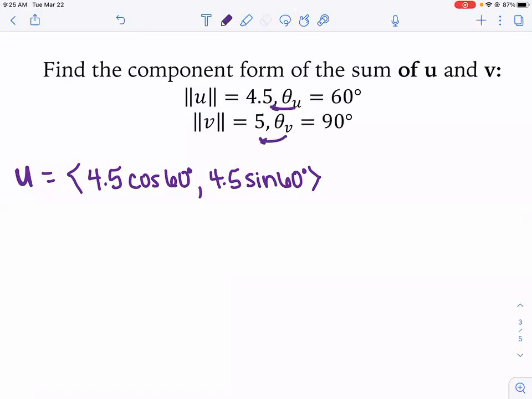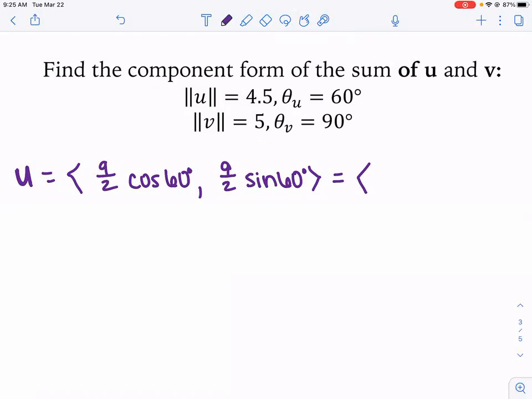This is the angle for this guy. Okay, I don't really like that these are decimals because cosine of 60 and sine of 60 are going to get us fractions. So what's 4.5 as a fraction? 9/2. Okay. Gotcha.